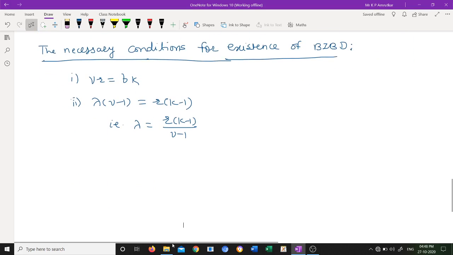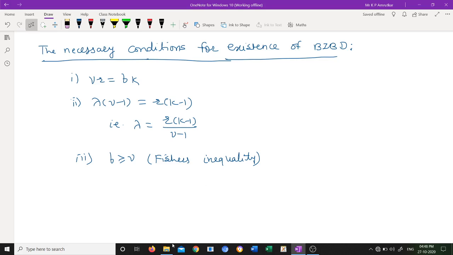And the third condition is B is greater than or equal to V. This means the number of blocks is always greater than or equal to the number of treatments. This is called Fisher's inequality. So these are the three necessary conditions for existence of BIBD. If these three conditions are satisfied, then we can say that the design will be a BIBD.